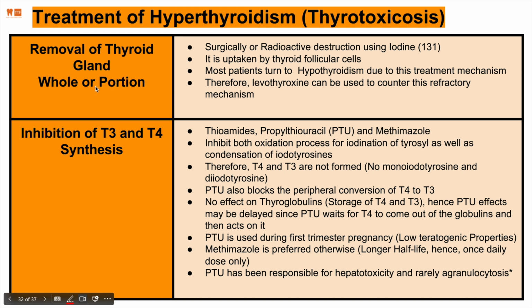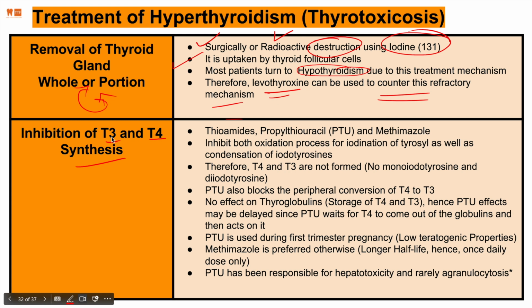The removal of the whole gland or just a portion of the gland is a surgical modality, or there is radioactive destruction using iodine-131, which is taken up by thyroid follicular cells. Most patients turn to hypothyroidism because of this treatment, because you're destroying the gland, removing the gland, or radioactively destroying the cells using iodine-131. Therefore, levothyroxine can be used to counter this. Remember, everything in hormones is cyclical, guys.